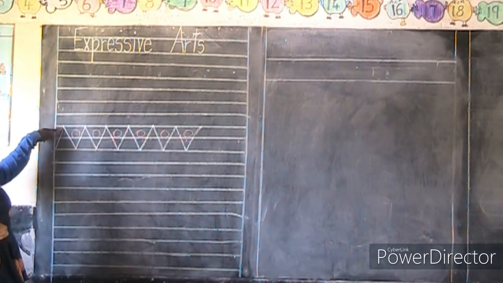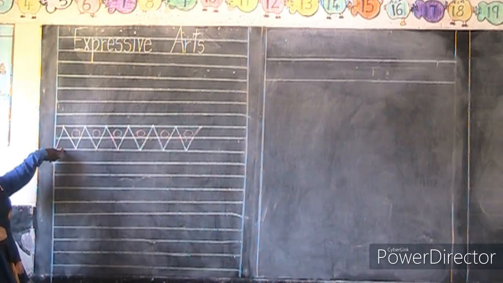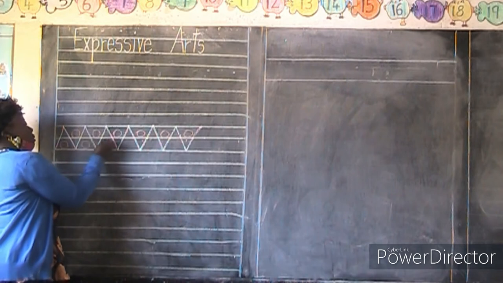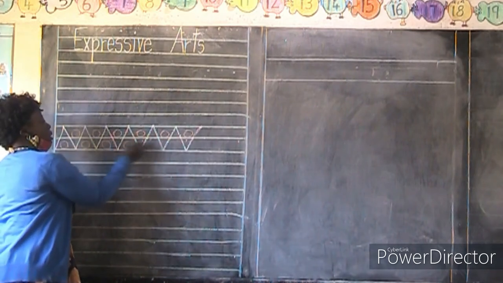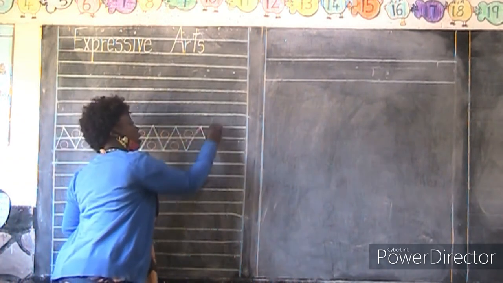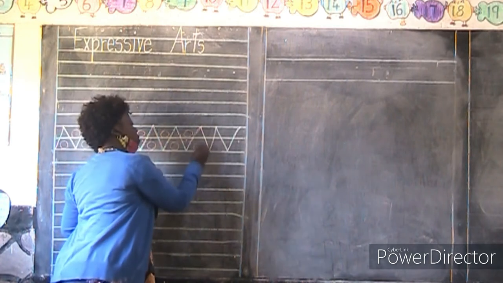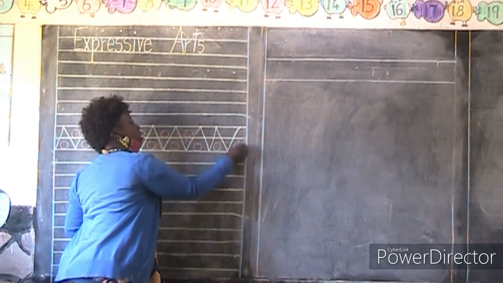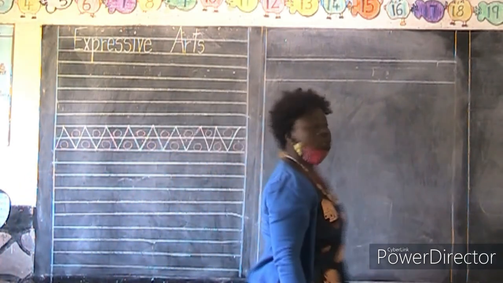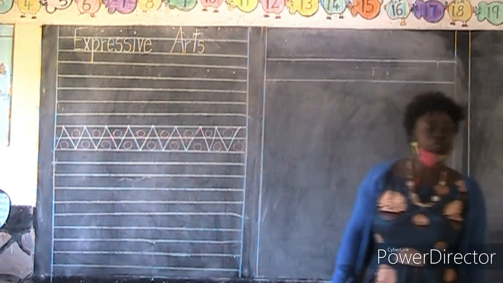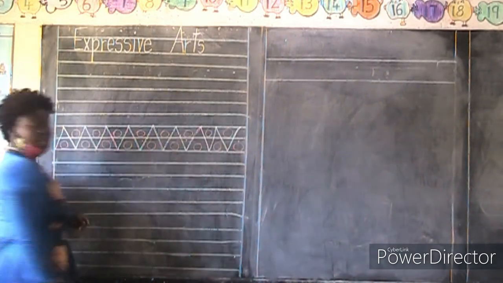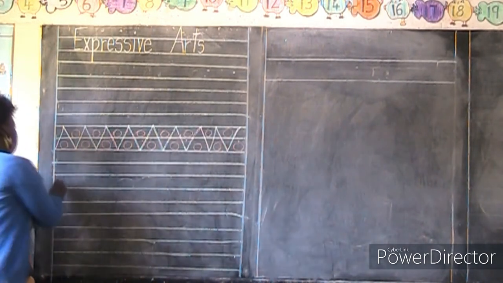My pattern is having two lines. Equally, on line number two, there was a circle sitting on the line. Round, round, round. Can someone remember the shape which was in pattern number two? Okay, the girl behind there. Very good. In pattern number two, there was a triangle.